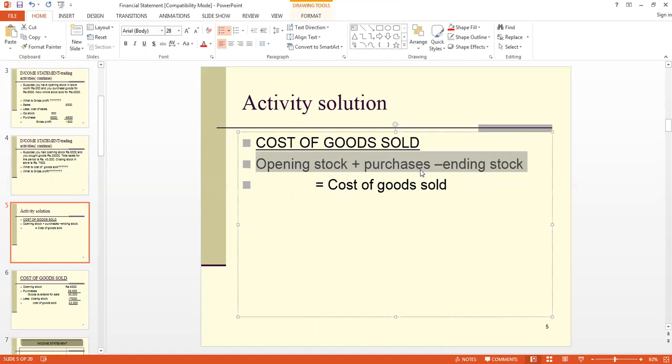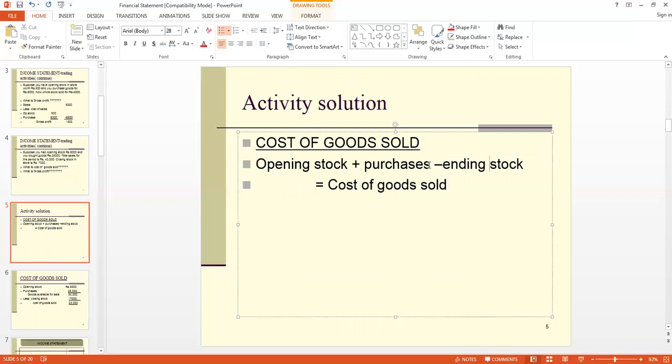Opening stock plus purchases minus ending stock will give you cost of goods sold. So if you are going through all these slides, keep it in mind that when you are working on your income statement and you are interested to find out cost of goods sold, the actual formula that you have in your mind should be opening stock plus purchases minus ending stock.